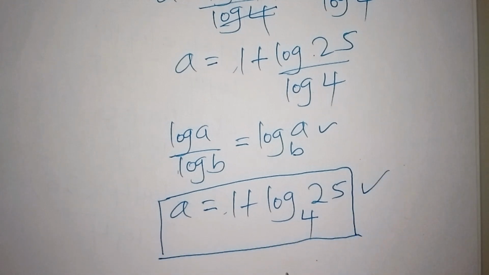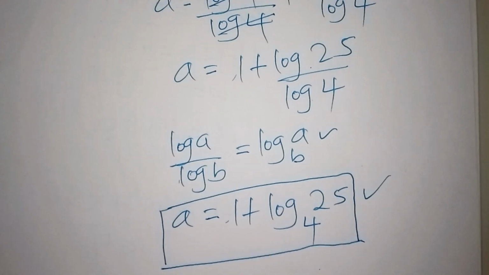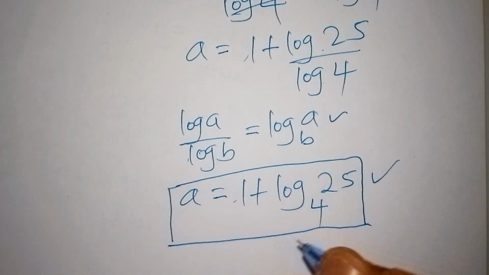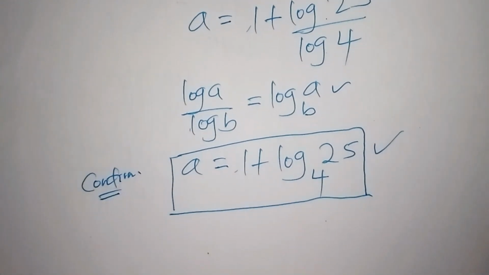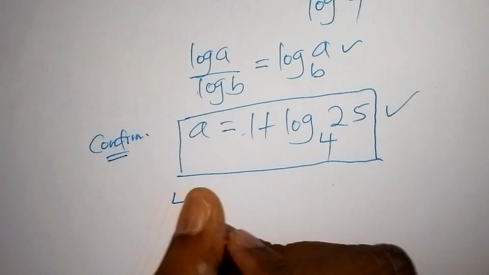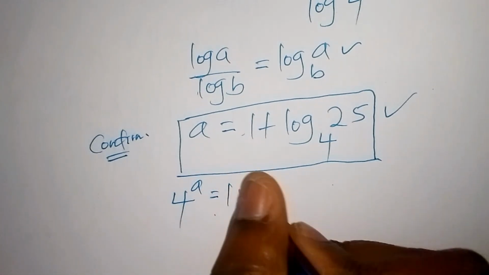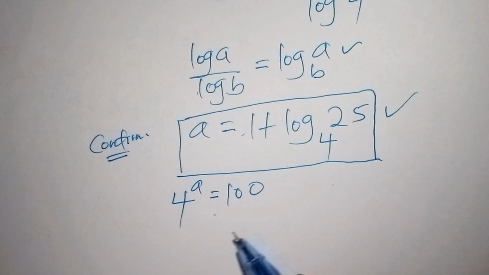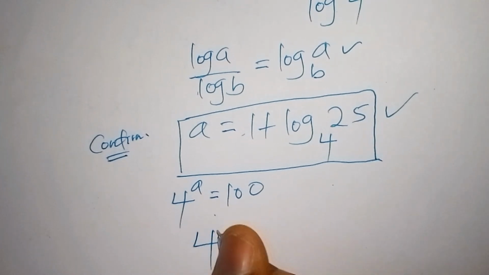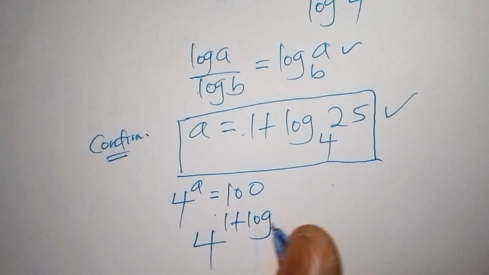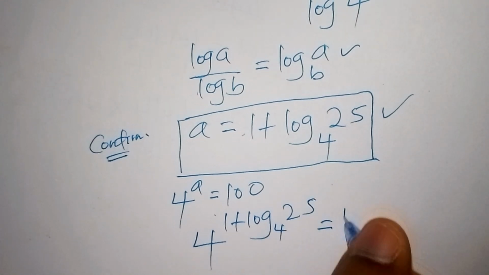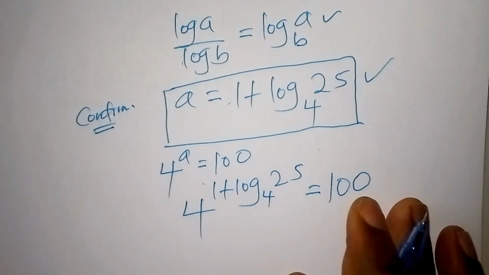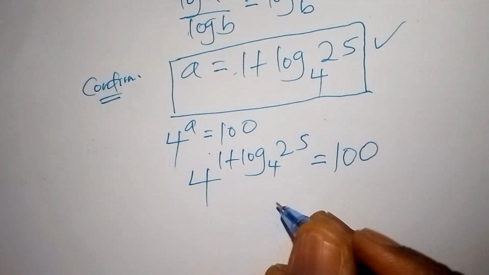So if you worked it out and you got it in this form, you did it and you happen to find the correct answer. So let's now confirm or verify the answer that we had. So this one is what we had. Our problem was 4 to the power of a is equal to 100. So instead of a, we shall now have 4 to the power of 1 plus the log of 25 to the base of 4 is equal to 100.